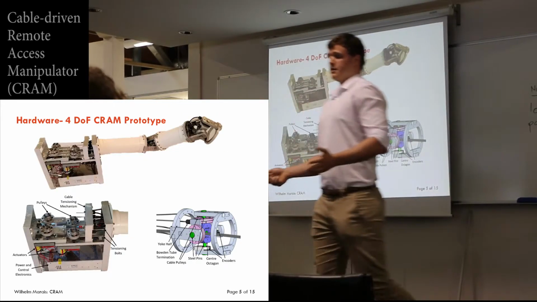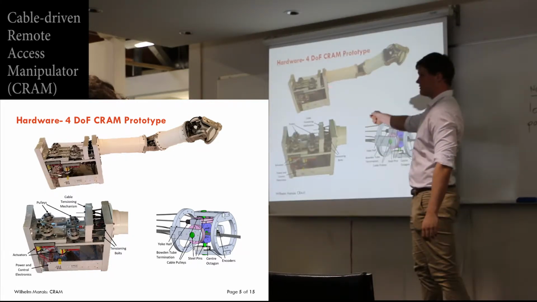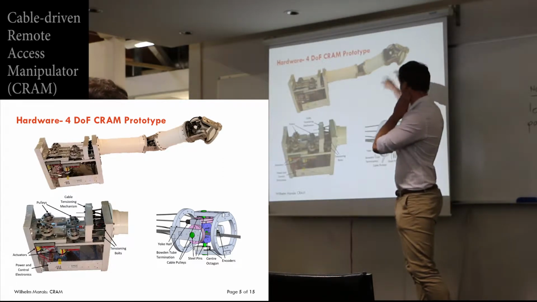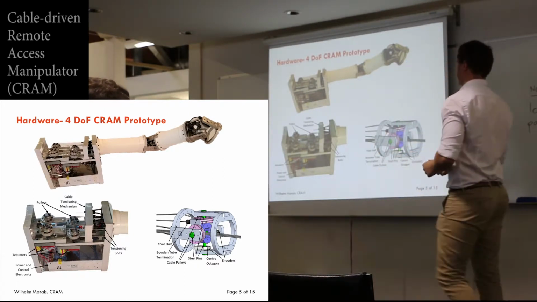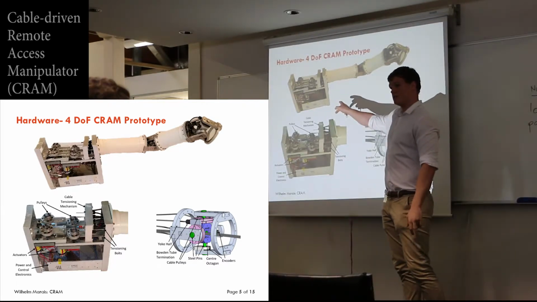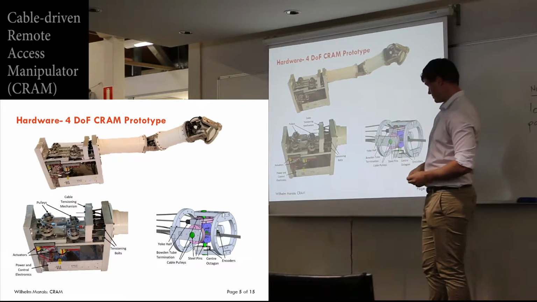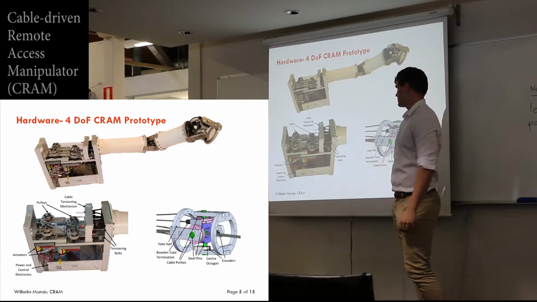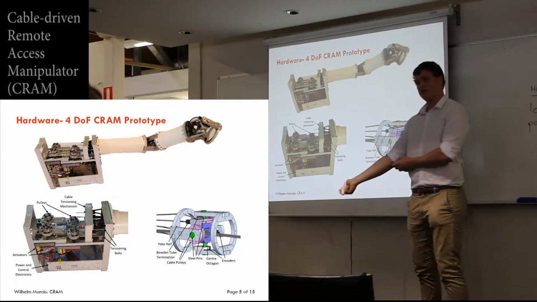I developed the 4-degree of freedom prototype, and the main parts of the prototype are the base of the manipulator and the arm part. And what's unique about the design is that unlike a conventional manipulator which has actuators at the joints, all the actuators are placed in the base of the system, and movement is through these steel cables. So here's a close-up of what the joint looks like, and the main part are these pulleys around which the steel cables are around for actuation.